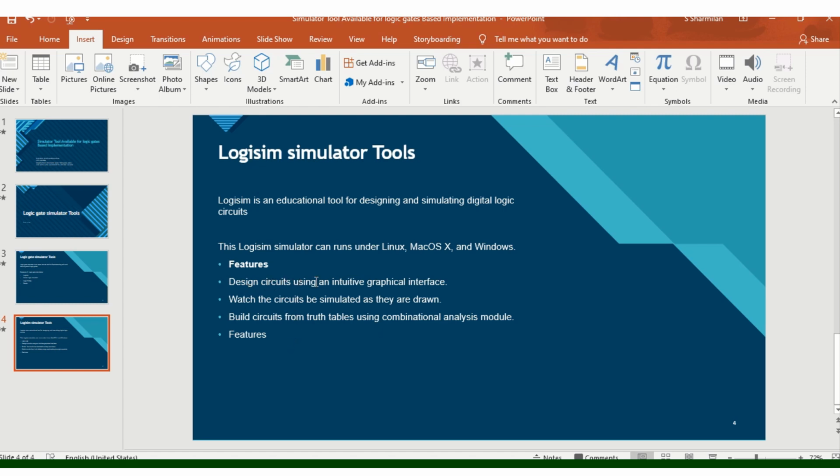Design circuits using an intuitive graphic interface. Watch the circuits be simulated as they are drawn. Build circuits from a truth table using the conventional analyze module. We can download it from SourceForge.